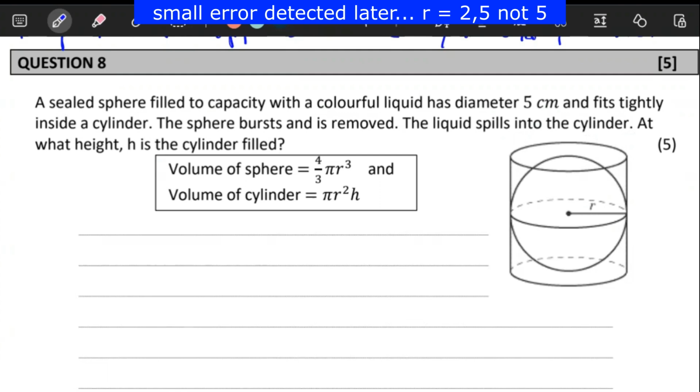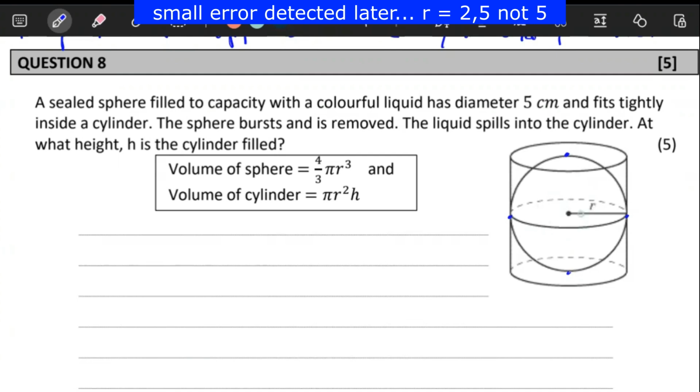Okay, so these kinds of questions, don't overthink it. The idea is the top of the sphere is touching the top of the cylinder, the bottom of the sphere is touching the bottom of the cylinder, and the edge of the sphere is also touching the edge of the cylinder. Now they're saying here there's a sphere, right? Inside it there's some water. They put this sphere inside this cylinder. Now this cylinder has a certain capacity, the sphere has a certain capacity.